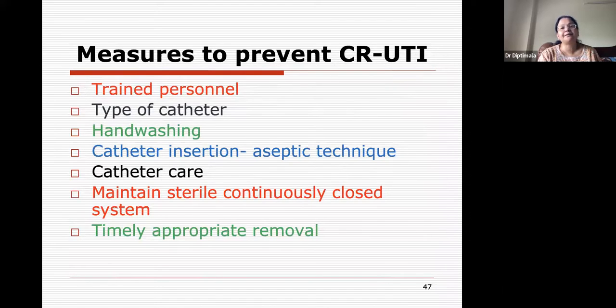Now, measures to prevent catheter-related urinary tract infection. One, trained personnel should always put in the urinary catheter. Usually, the tendency is to give this work to the least experienced and the newcomer, thinking it to be the most trivial job. But putting in a simple peripheral line intracath, putting in a urinary catheter, these are very, very important, and they play a very important role in infection prevention.